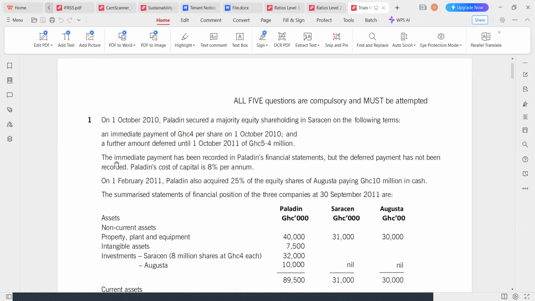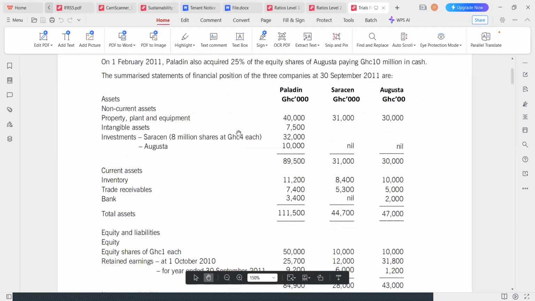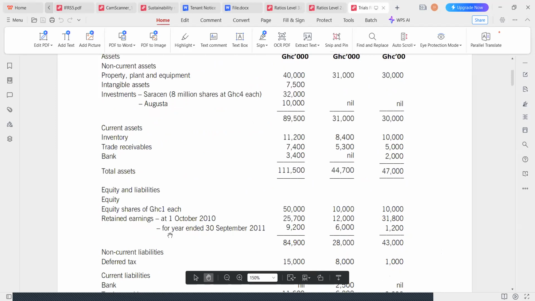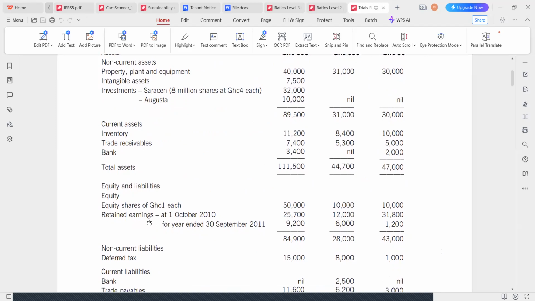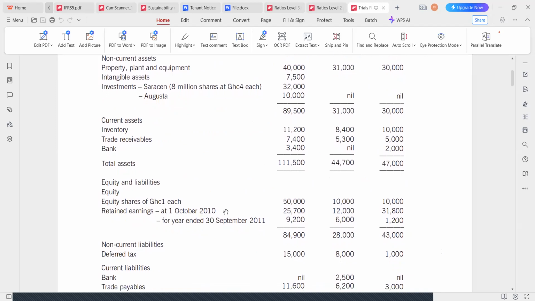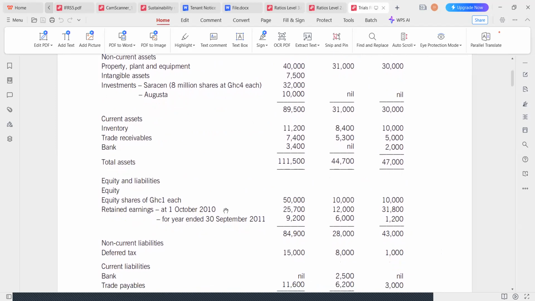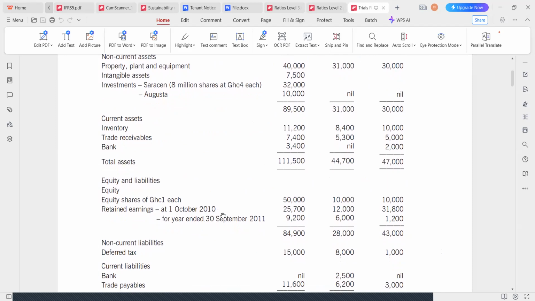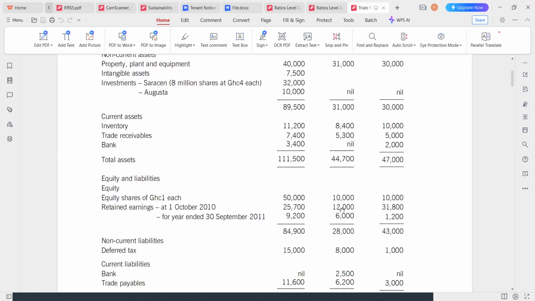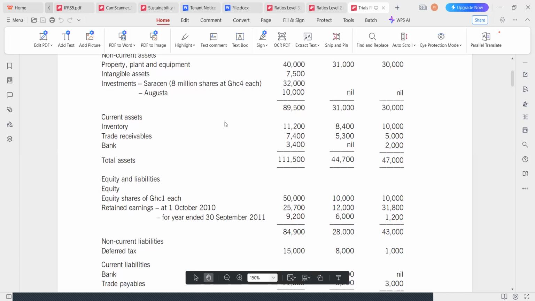So here, when the examiner arranged the question this way, this is the profit made for the year. And this is the first retained earnings at 1st October 2010. So in that case, the one at 1st October is the retained earnings as at the beginning of the year. That's 12,000. So you put 12,000 here.